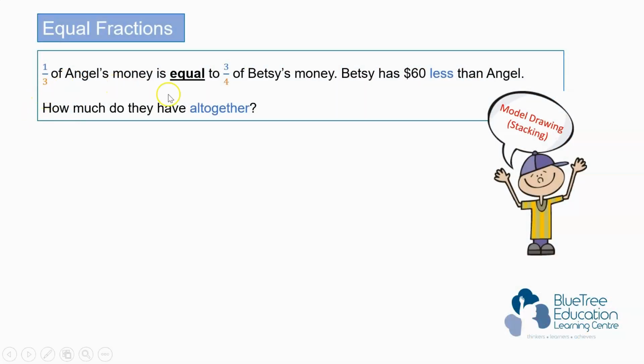1/3 of Angel's money is equal to 3/4 of Betsy's money. Betsy has $60 less than Angel. How much do they have altogether?